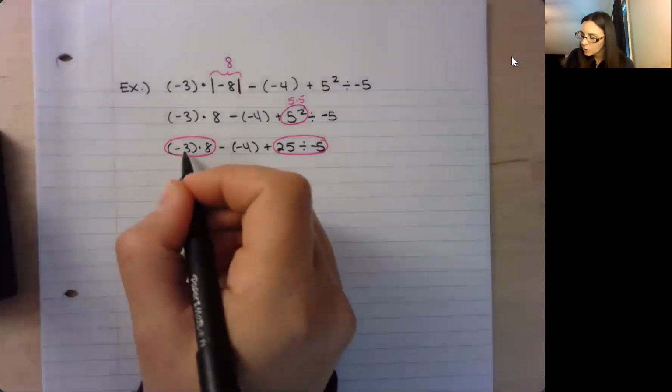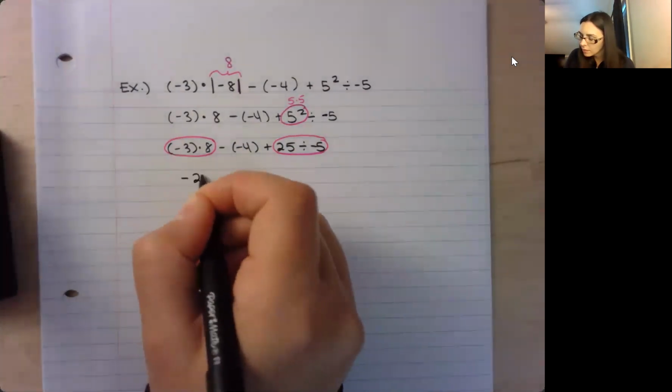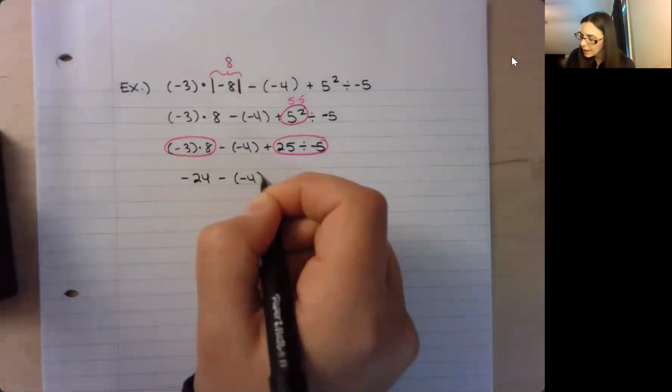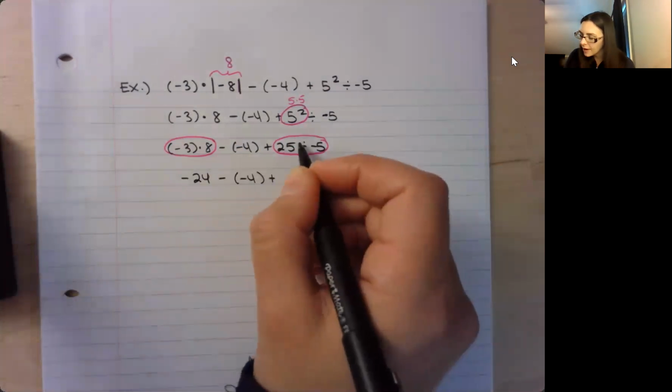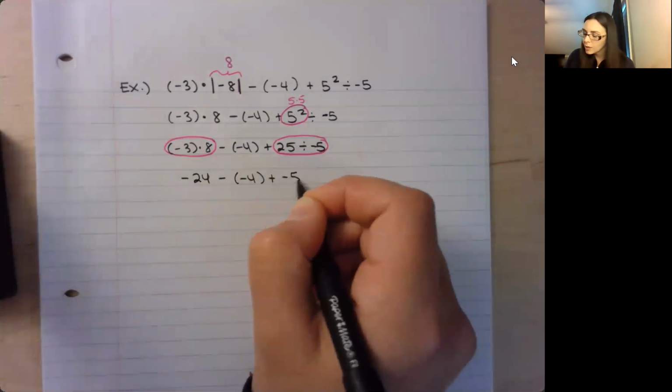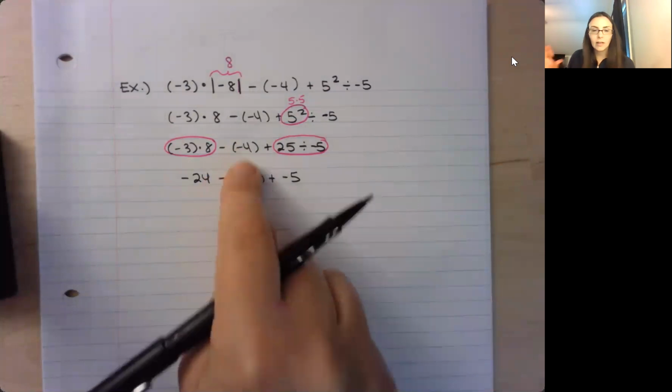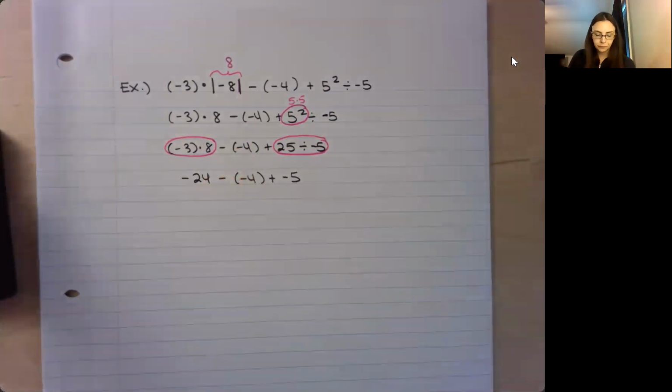Negative 3 times 8 would be negative 24. And then 25 divided by negative 5 would be negative 5. Notice that I'm just being careful to stay everything else in order and bring it right down.